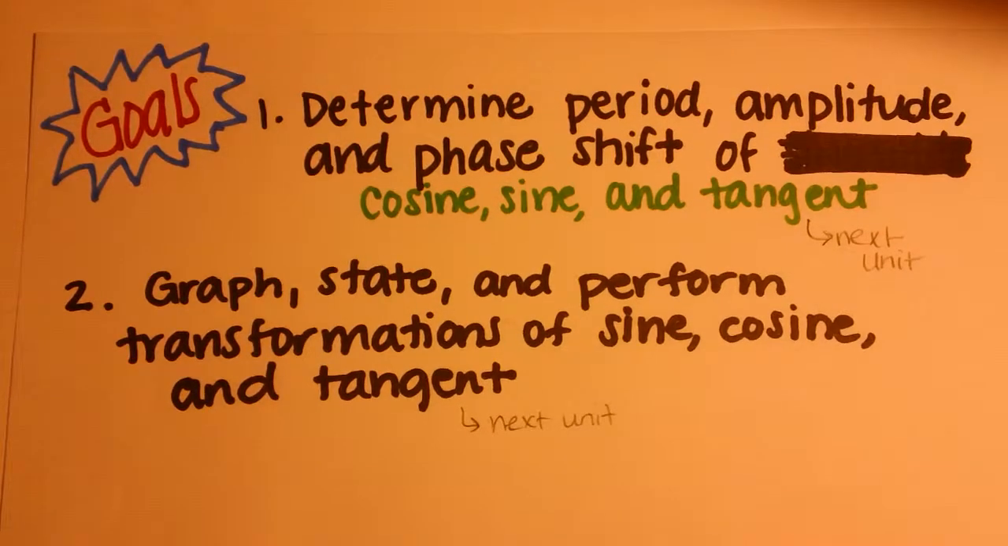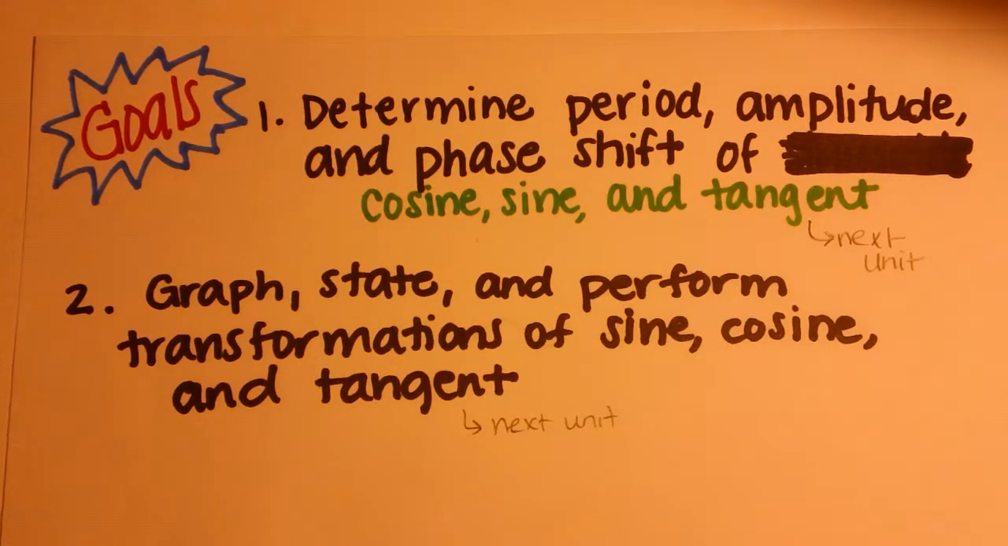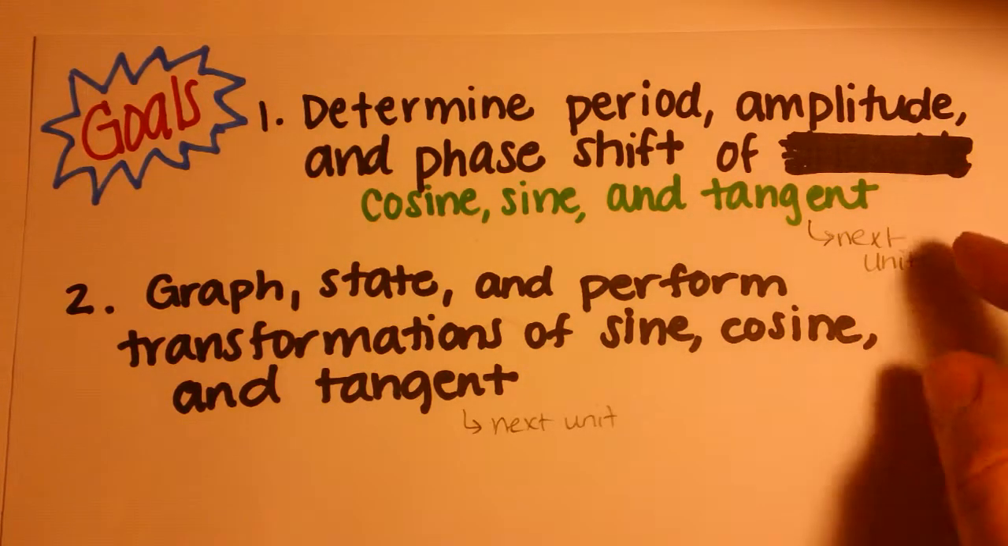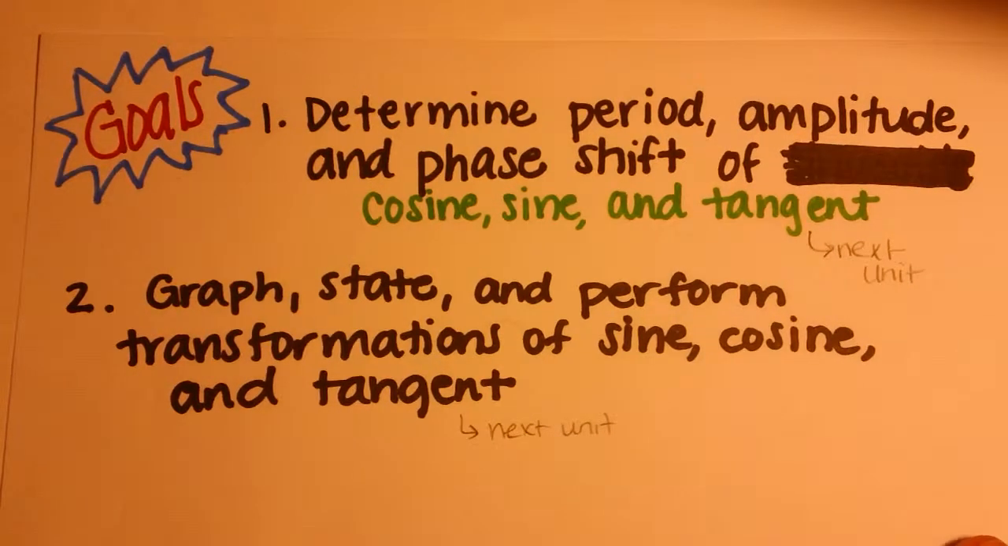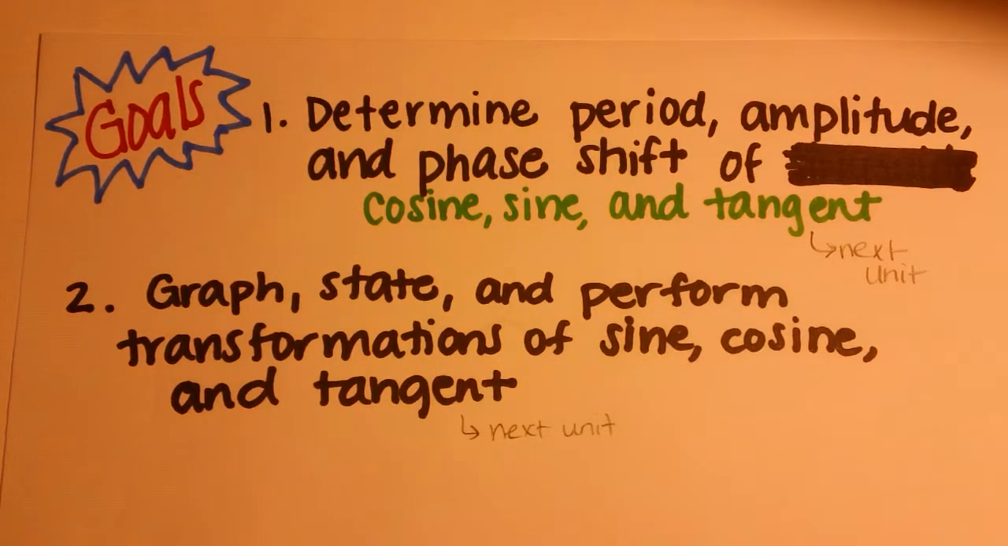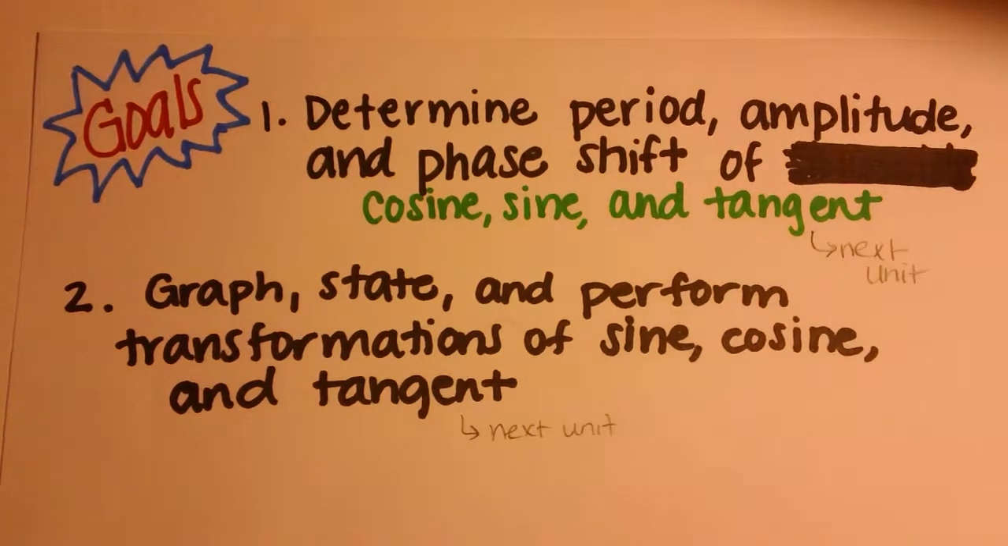Our goals of this lesson are to determine period, amplitude, and phase shift of cosine, sine, and tangent, which will be in the next unit, but the same ideas will apply. And our second goal is to graph, state, and perform transformations of sine, cosine, and tangent. Again, tangent will be the next unit, but the same ideas will apply to this function.